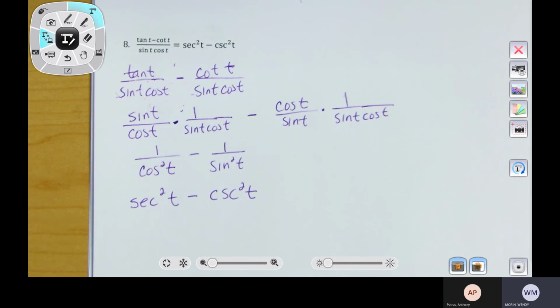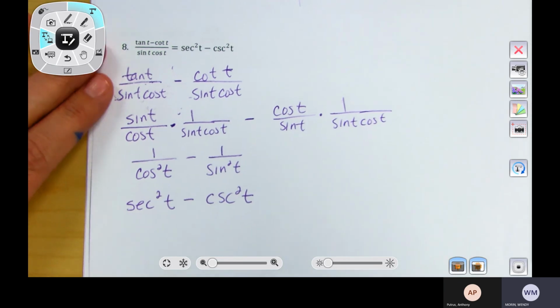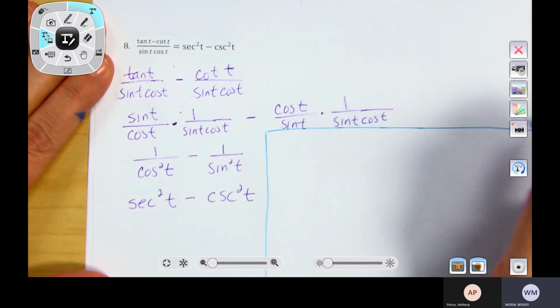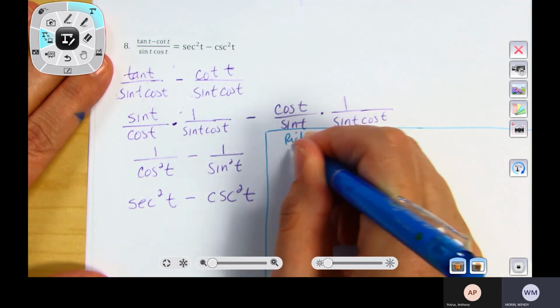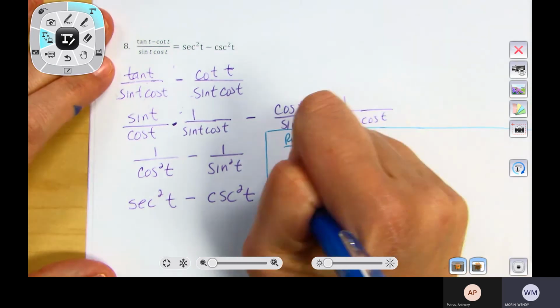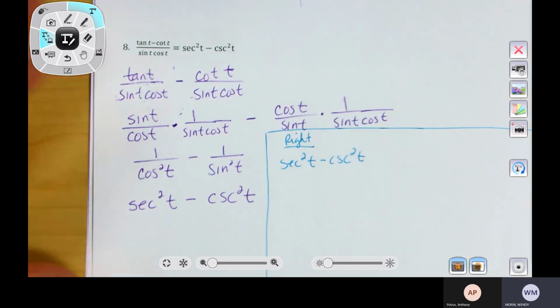Now I did it 2 different ways last hour, and this was not one of them. I saw something different. Now it sounded like the majority of you wanted to do the right side. Okay, let's go with that. What do you want to do to the right side? We have secant squared t minus cosecant squared t. That's what we have. What do you want to do with it?